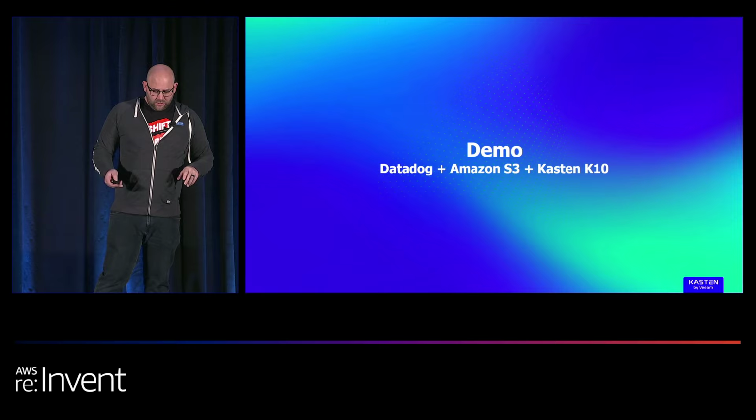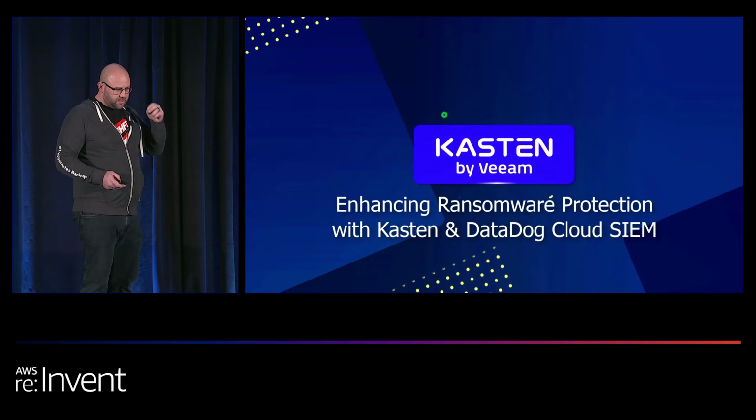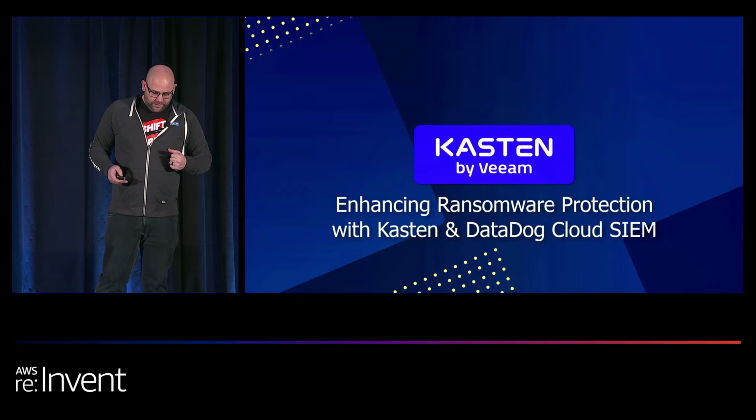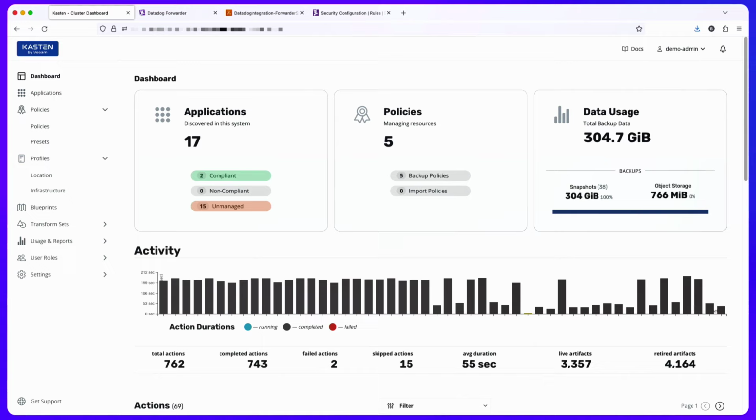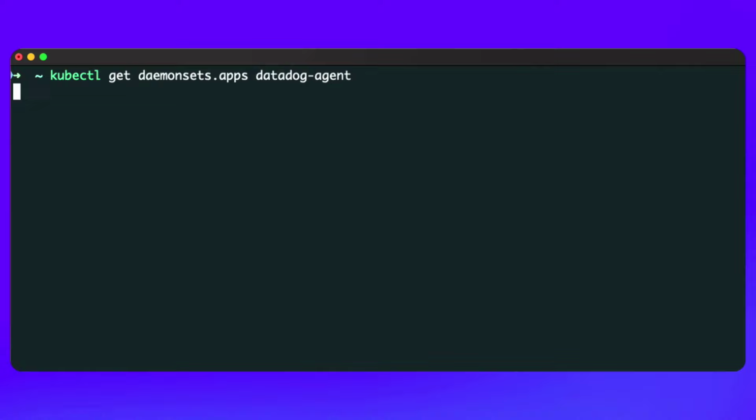So, fingers crossed. What I start with is deploying the agent within our Kubernetes cluster, the Datadog agent. And hopefully that's playing, yeah. So this is Kasten K10. As you can see, we have a UI, but you can interact with it through the CLI and the Kubernetes API as well. We're going to use this.